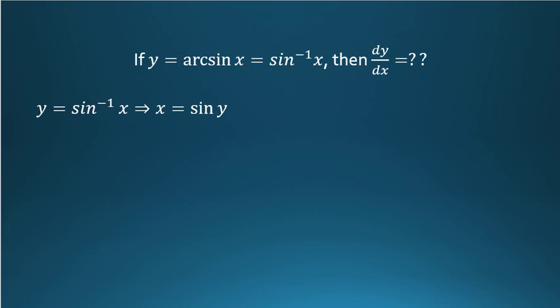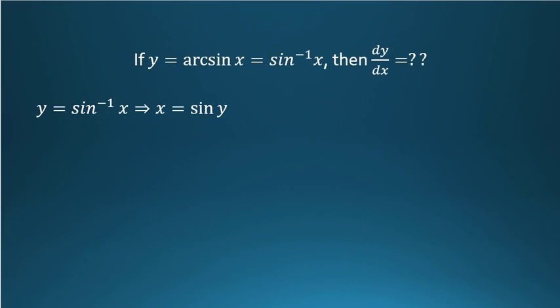So y equaling the inverse sine of x, I can take the sine of both sides. So I get the sine of y is equal to the sine of the inverse sine of x. Well, sine and inverse sine are inverse functions of each other. When you take the composition of a function with its inverse, you just get the argument. You just get your variable, which in this case is x. So if y equals the inverse sine of x, then x is equal to the sine of y.